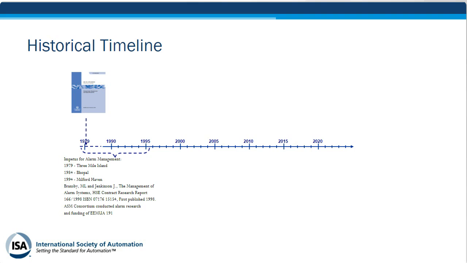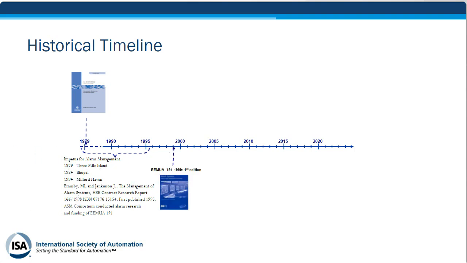Well, the ASM Consortium also conducted a lot of research during that time period. If anyone's heard of a gentleman named Ian Nimmo, Ian created ASM and conducted a lot of that research with funding from various organizations. But they also provided a lot of the research and funding to create EEMUA 191. So EEMUA 191's first edition was published in 1999.